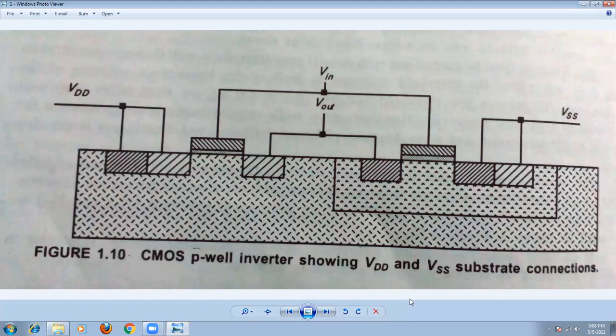Just observe here the P-well structure. In the P-well structure, the main substrate is the N-type semiconductor. In the N-type semiconductor, we are going to construct the N-channel FET. This is the structure of the N-channel, which we are going to construct with a P-type substrate. So the P-well we require.